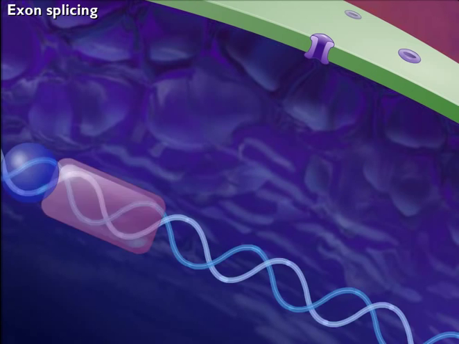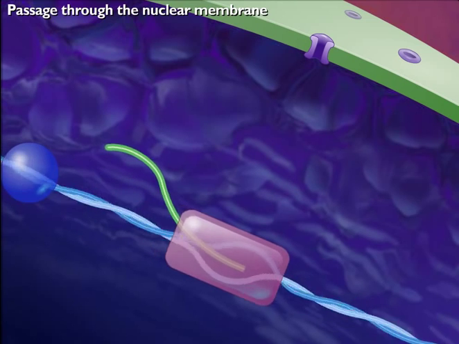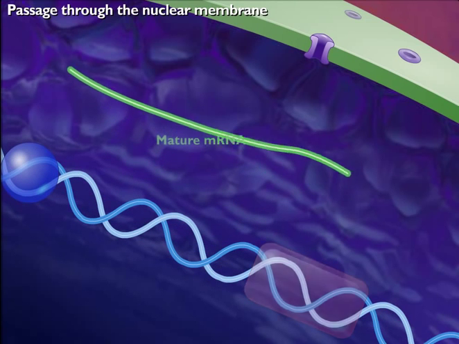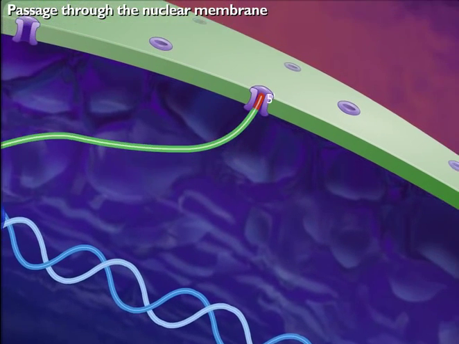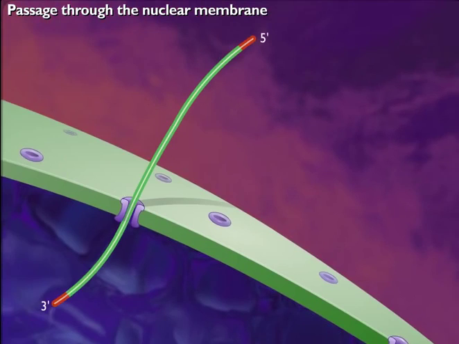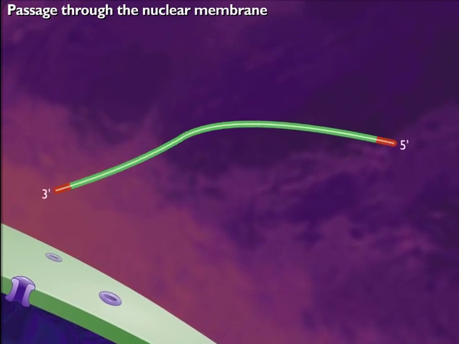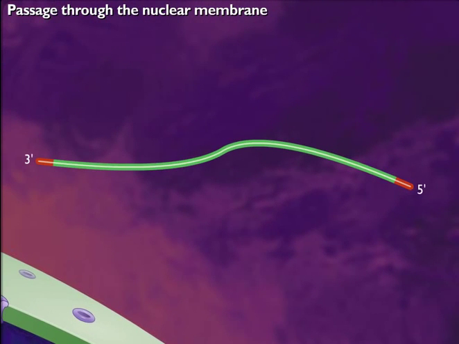Gene expression can be regulated by controlling access to or efficiency of transport channels. The passage of an mRNA transcript across the nuclear membrane is an active process requiring that the transcript be recognized by receptors lining the interior of the pores.